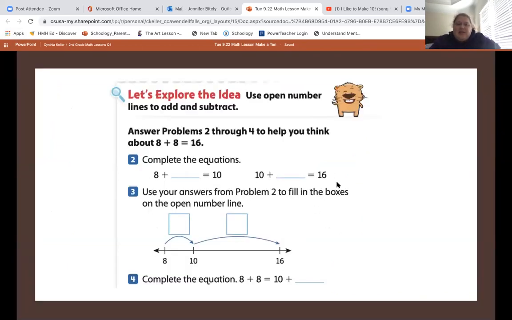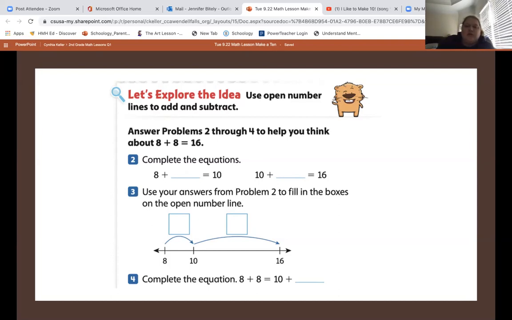Okay, let's explore this together, okay? It says, let's explore the idea. Use an open number line, remember, open number line, to add and subtract. So answer problems 2 through 4 to help you think about 8 plus 8 equals 16. This is in your at-home learning packets, and I'm trying to find the page. Okay, so let's look at this.